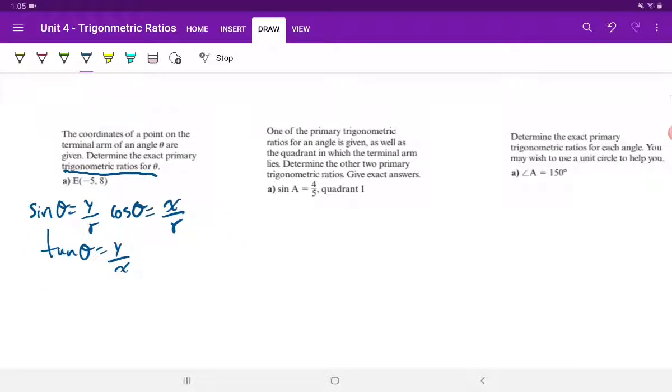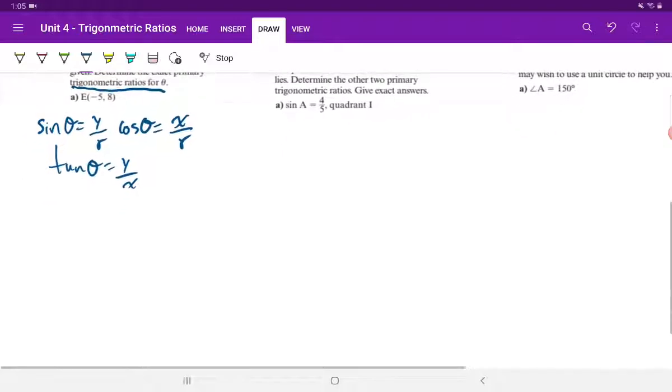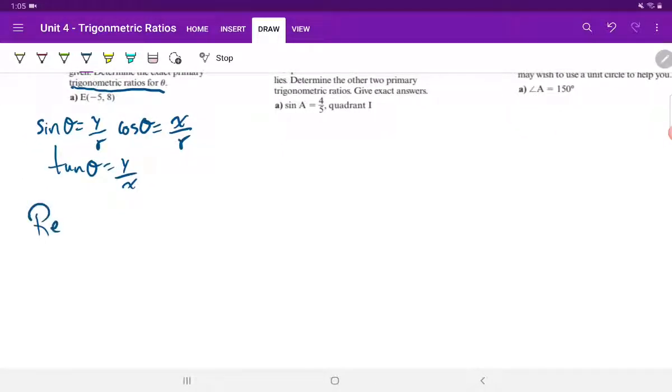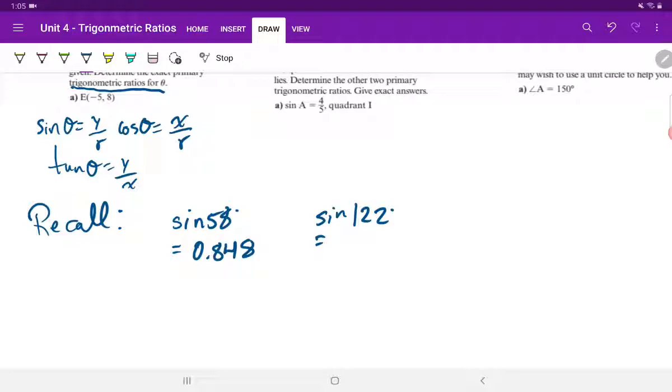I want us to go over a couple more things before we begin the lesson. I want you to remember that from our last lesson, we know that sine 58 degrees and sine of 122 degrees actually equal the exact same ratio. So sine of 58 is 0.848, and then sine of 122 is the exact same thing, 0.848. And we looked at why this was. This was because of the CAST rule.